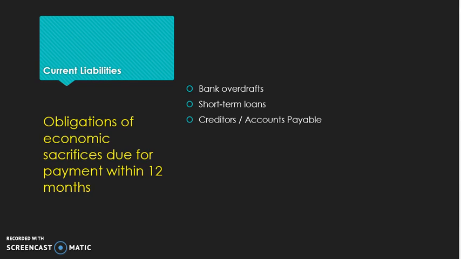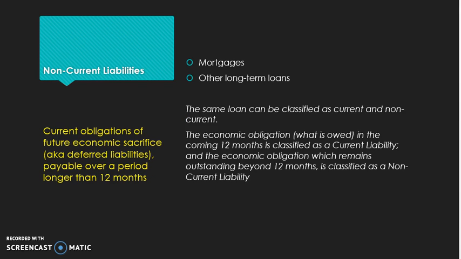Current liabilities are current obligations of economic sacrifices due for payment within 12 months. They include bank overdrafts, short-term loans, and creditors or accounts payable. So a liability, obviously, it is a future economic sacrifice. Non-current liabilities are current obligations of future economic sacrifice, so deferred liabilities, payable over a period longer than 12 months. They include things like mortgages and other long-term loans.